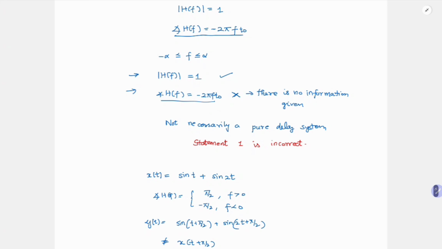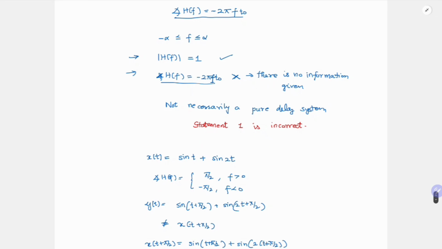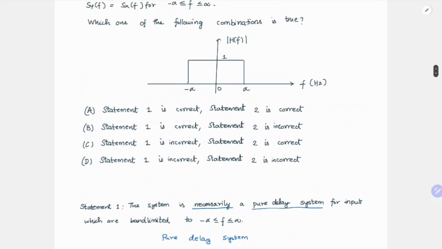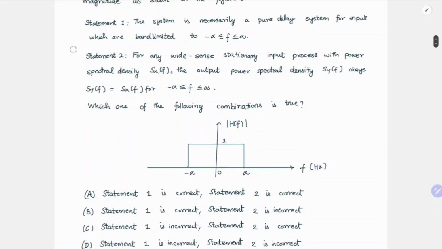So if you go back here, you can see the phase here is linearly proportional to your frequency f. So only in that case it will be a pure delay system. Otherwise it will be something like this. So if you see, it will not be a pure delay system, which means that your y of t is not exactly a time shifted version of your x of t. Okay, so this is with statement 1. So let us now take a look at the second statement.